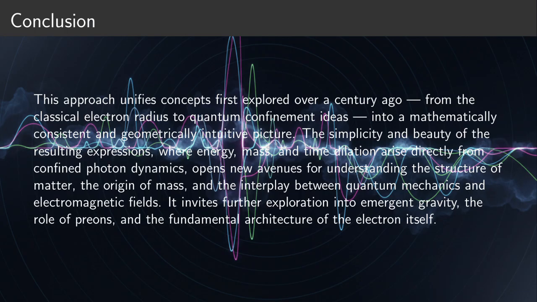This approach unifies ideas from classical electron theory and quantum confinement. It produces a mathematically consistent and geometrically intuitive model. Energy, mass, and time dilation emerge directly from confined photon dynamics. This framework opens new directions for understanding the structure of matter, the origin of mass, and the relationship between electromagnetism and quantum theory. It invites further exploration into emergent gravity, preon models, and the fundamental architecture of the electron.